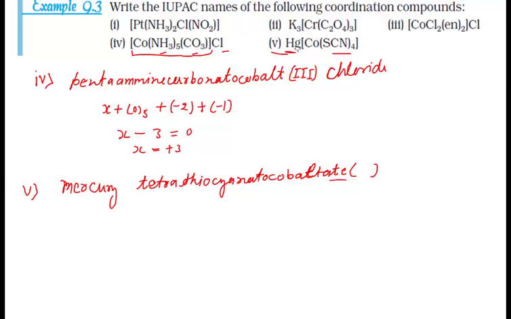How to calculate the oxidation state? So mercury will have +1, plus X for cobalt, and then thiocyanato has -1 into 4 equals 0. So X comes out to be +3. So the oxidation state of cobalt will be +3. So these were some of the examples. The rest of the examples you can practice.